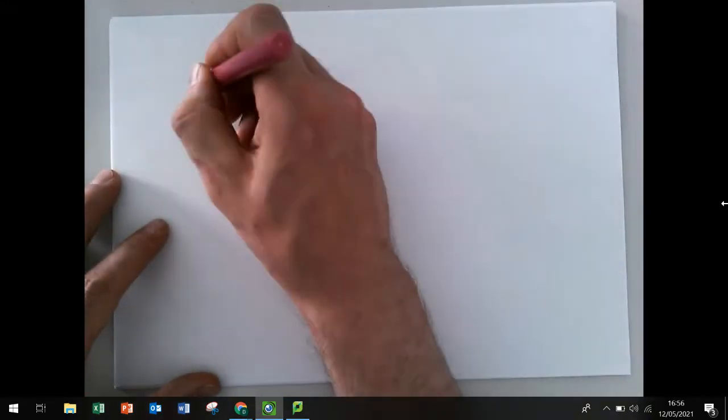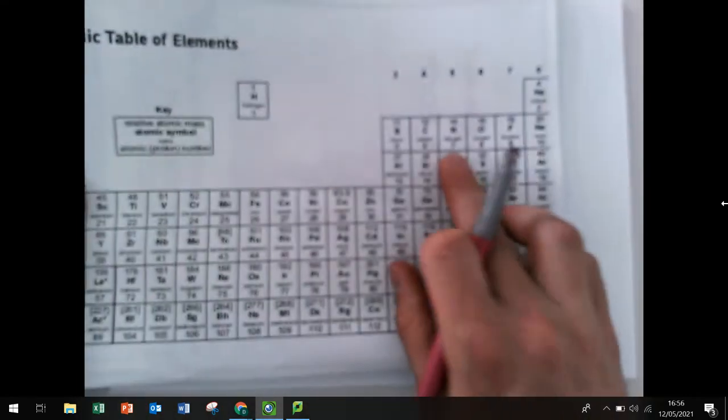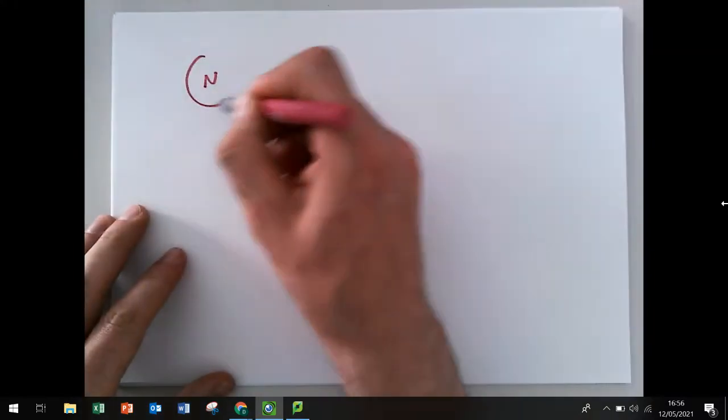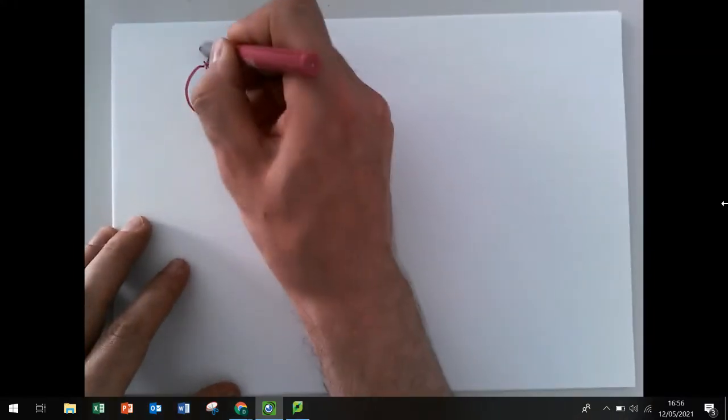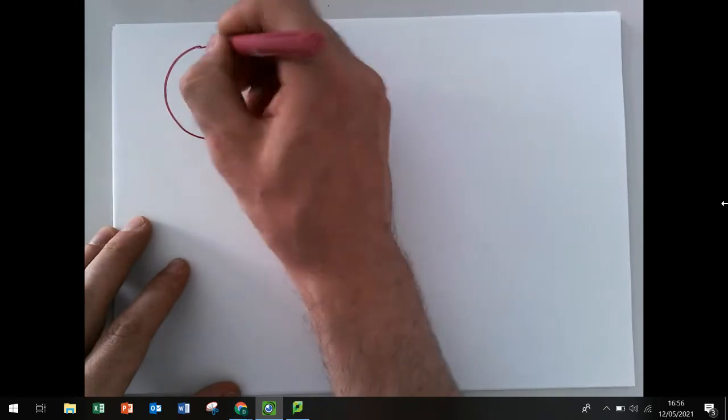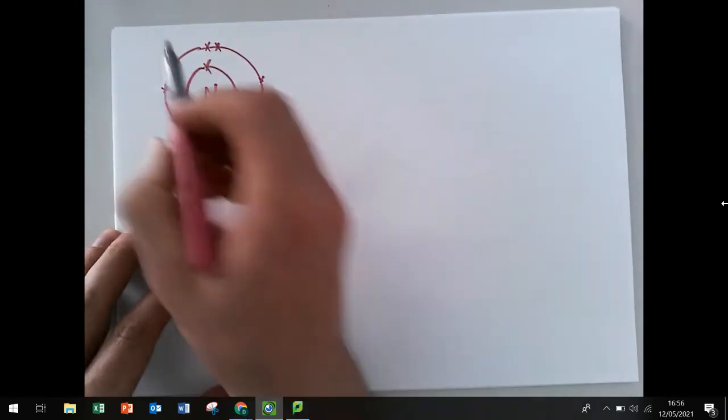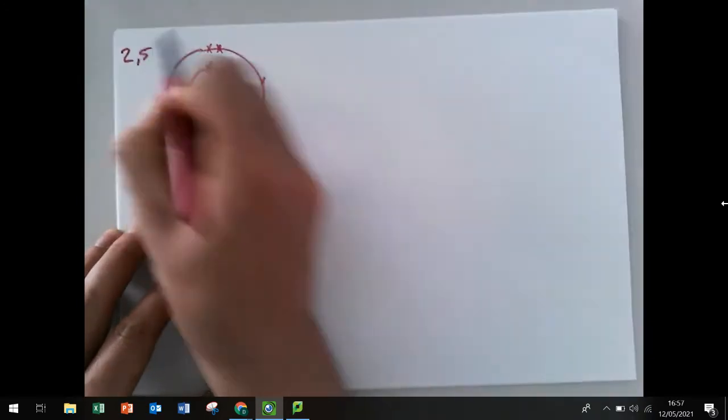Let's look at nitrogen. So on my periodic table, I can look at nitrogen. I see that it has 7 electrons. So again, 1, 2, 1, 2, 3, 4, 5. And if I wanted to write the electron configuration, I could write it like this.